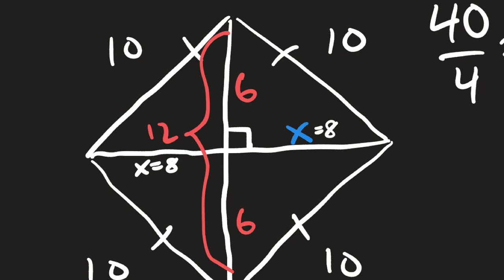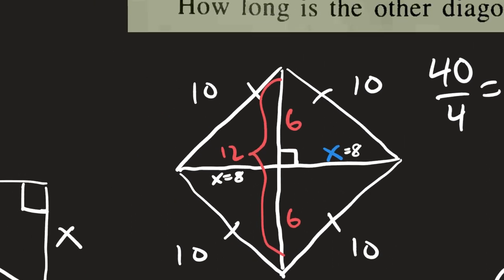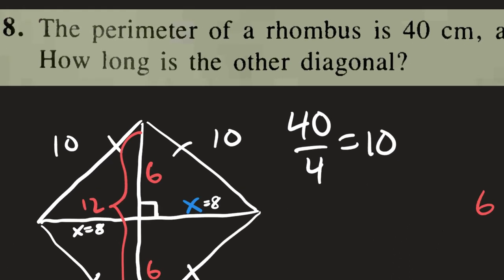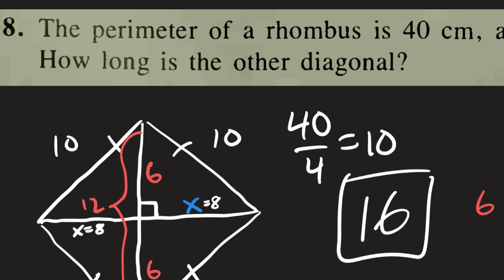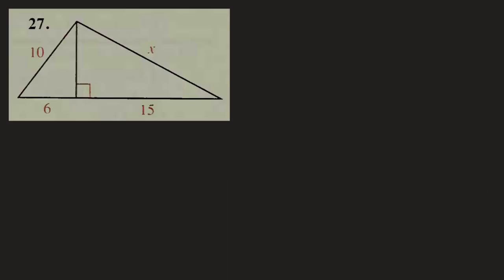The question, though, was how long is the diagonal? So the diagonal would have to be 8 plus 8. And so the answer would have to be 16 centimeters, because the set originally was in centimeters. So there you go. All right, here's number 27.